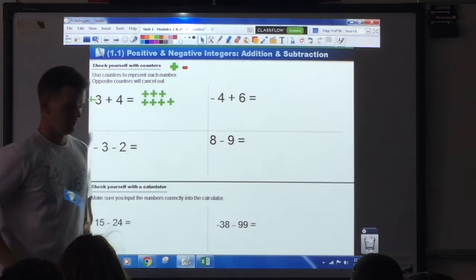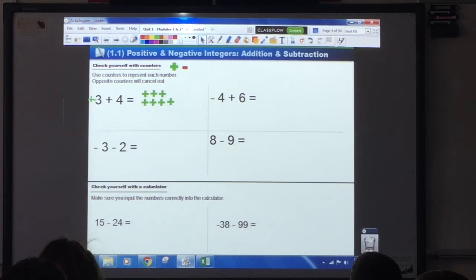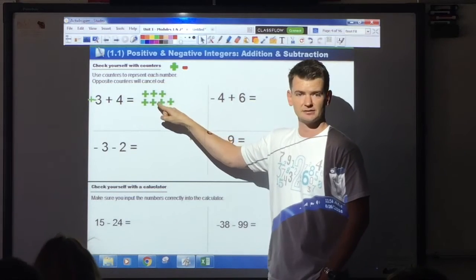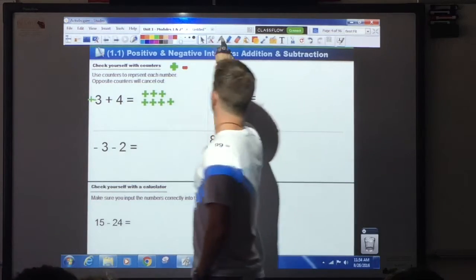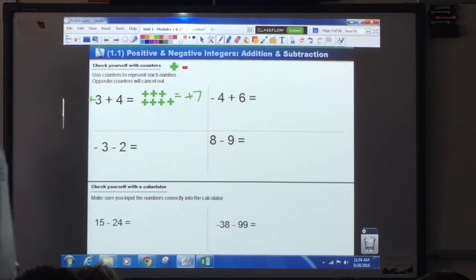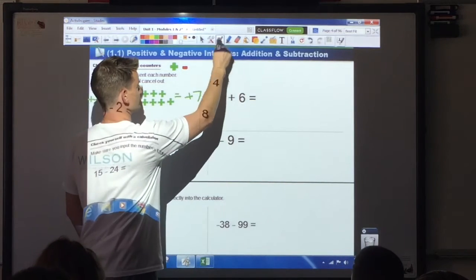Now, all my counters are the same type. I have all positive. If I had a positive and a negative, as you're going to see in a second, they would cancel out. But if they're all positive, you just count them up. 1, 2, 3, 4, 5, 6, 7. Which means that my answer here is going to be a positive 7. Count them up. This really comes in handy when we have a positive and a negative, something like this right here.